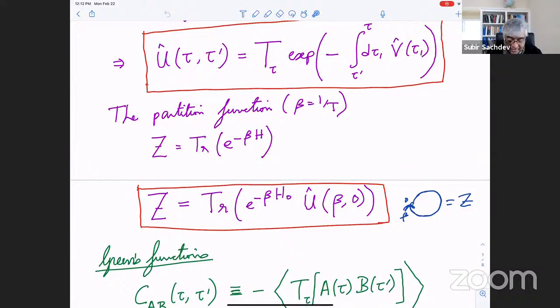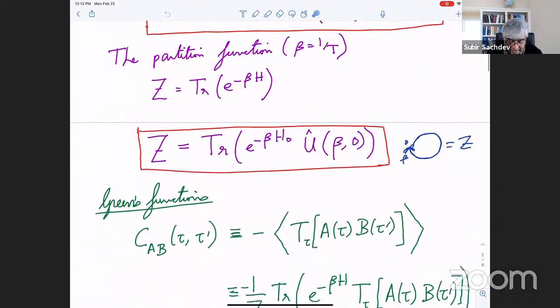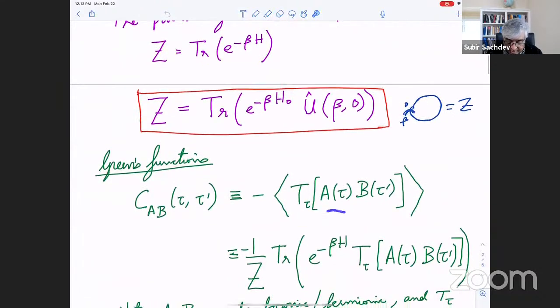So now let's define a Green's function. You have two operators, A and B. In general, there will be creation or annihilation operators of fermions or bosons. The Green's function of A and B is defined to be minus the time ordered product of A of tau and B of tau prime. This is in the full Heisenberg time evolution. This is what we define. There is no conceivable experiment that measures this thing, but at this point you can view it as just a very useful thing to define.